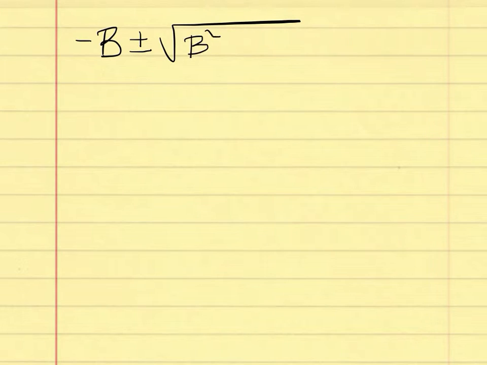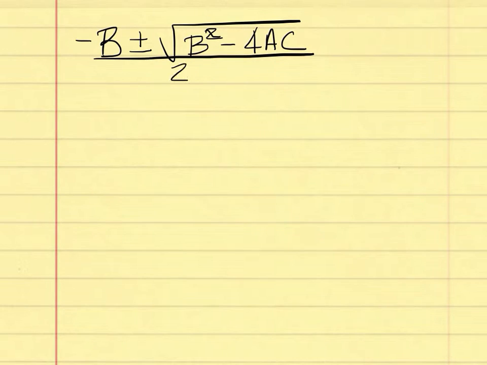So we're going to solve using the quadratic formula. The quadratic formula is negative b plus or minus the square root of b squared minus 4ac, over 2 times a.